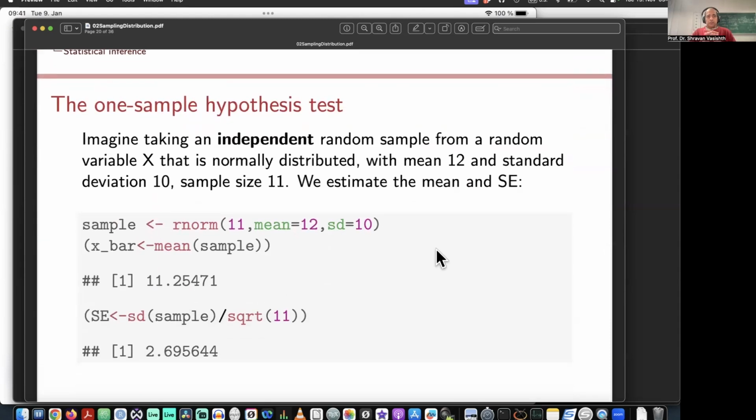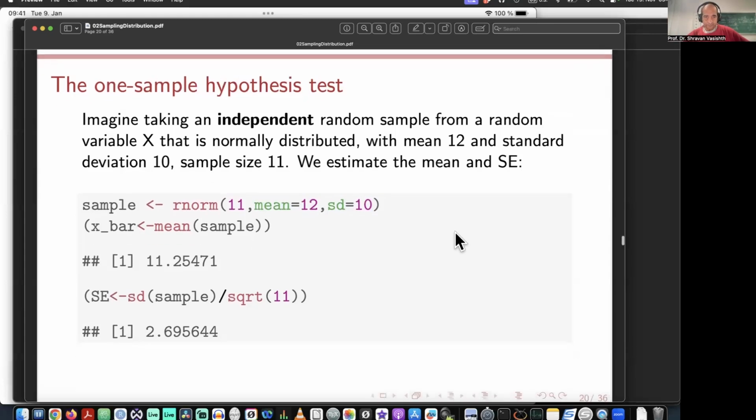Now let's actually do an experiment on the computer. So we're doing a simulated experiment here. It is very important right now to notice that I'm taking independent random samples from some random variable. And I'm assuming a particular distribution, a normal distribution, for those data. So I'm taking 11 independent data points. That's my sample here from a normal distribution with mean 12 and standard deviation 10. Again, arbitrary numbers. I just chose something.